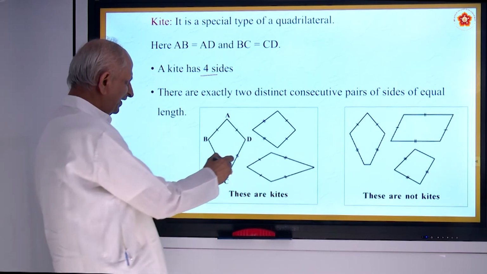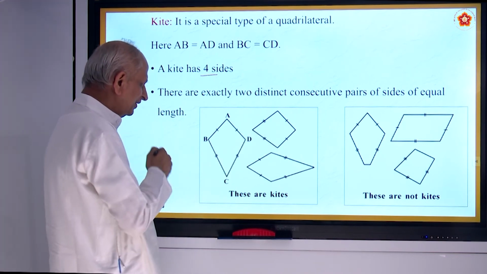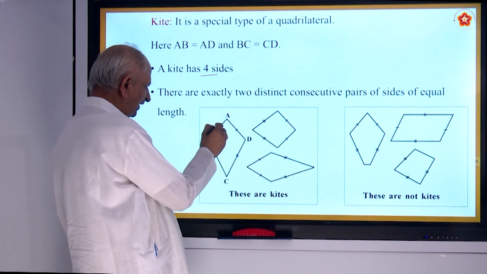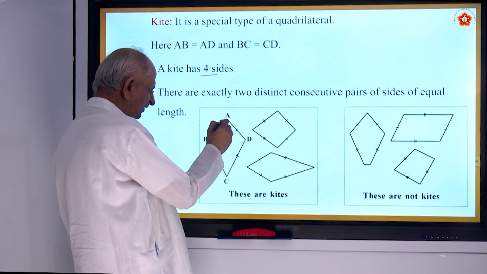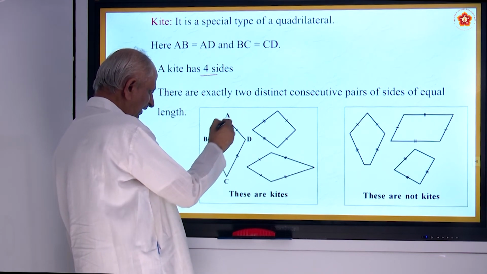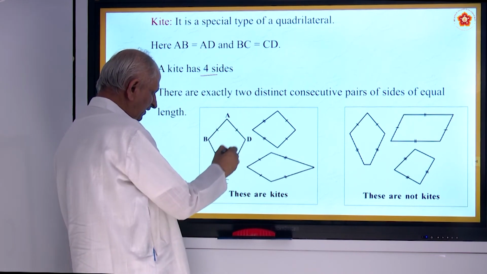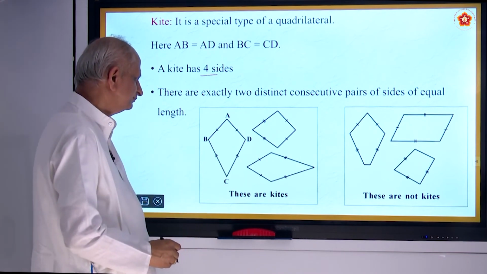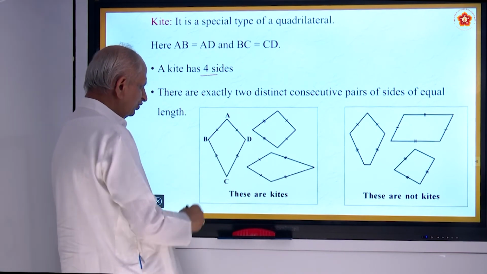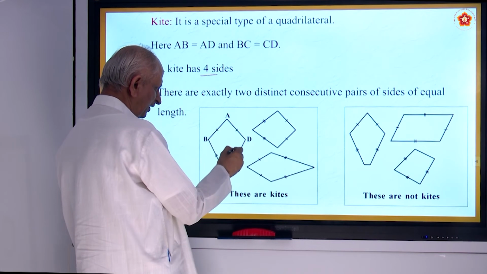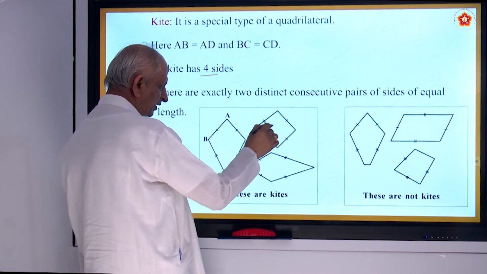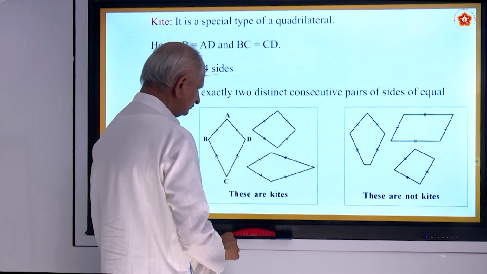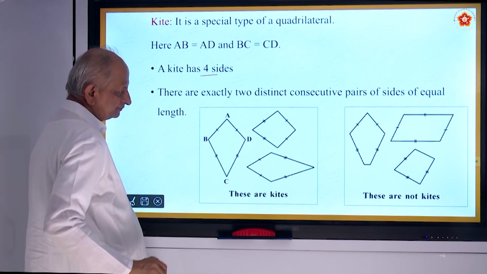See, these are called kites. See here, adjacent sides you must take up. What is adjacent? Side by side, AB and AD, BC and CD. And you should not say these two, they are not equal. Here also not equal. Adjacent sides are equal. That is the speciality of a kite.